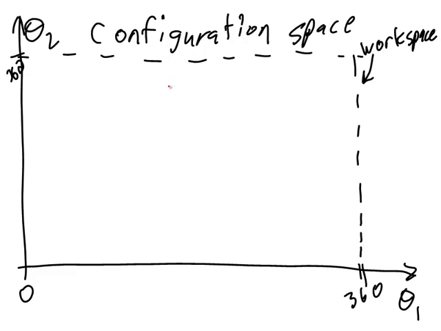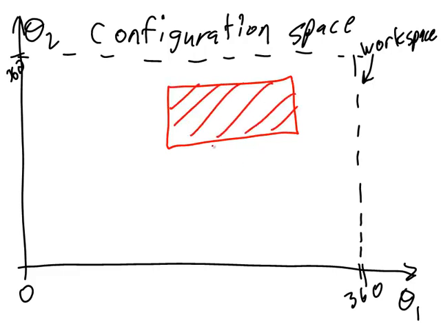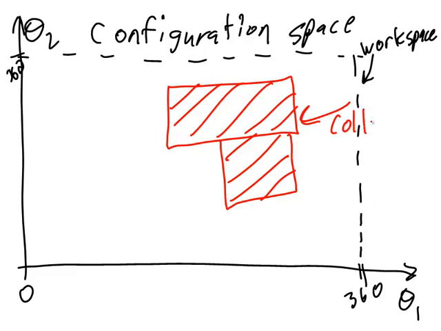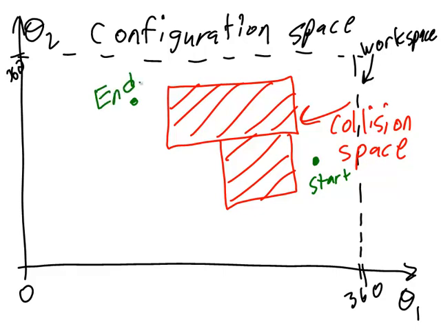Suppose that you've found the collision space and it looks something like this. I'll call this the collision space. And suppose that your start point is here and your end point is here. How can we find a path from the start point to the end point that does not go through collision space?